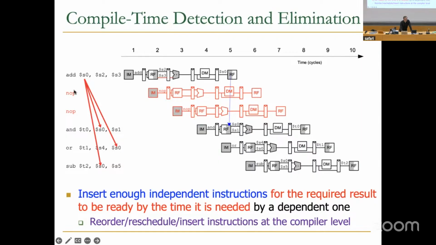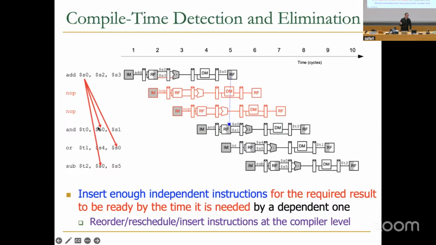Basically, you needed to stall for 2 cycles. So one way is actually stalling for 2 cycles in hardware. We're going to see that. The other way is a compiler detecting this and saying, okay, I'm going to insert 2 bubbles after this add. So essentially, insert enough independent instructions for the required result to be ready by the time it's needed by a dependent one. This requires a smarter compiler that understands the data dependencies clearly, but also the structure of the pipeline and how data can get communicated through the register file.